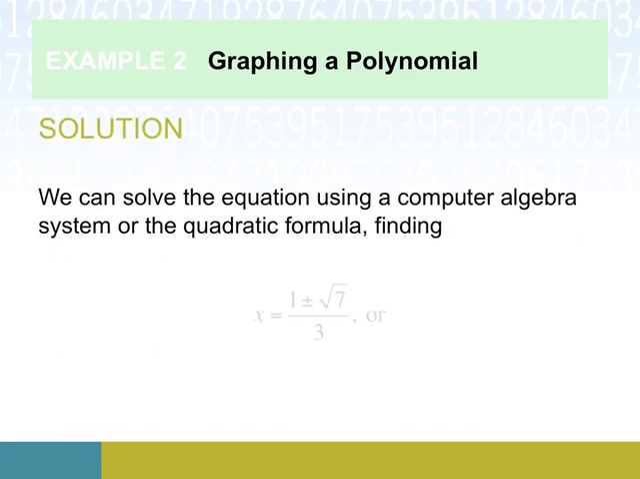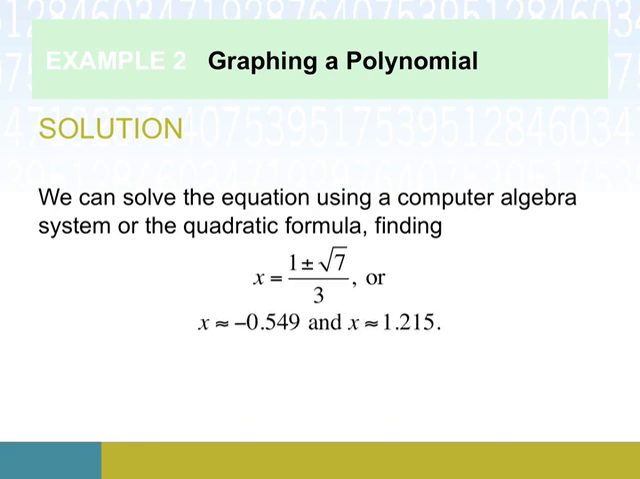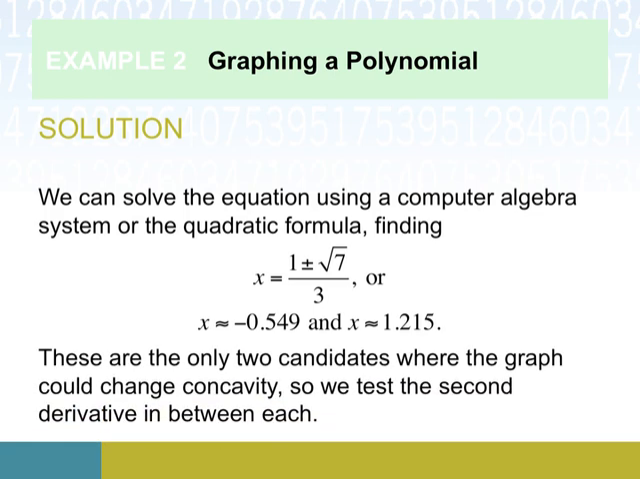Okay, so the quadratic formula can help us out with this. Factoring, I think, is off the table unless you're really good with your radicals. So there's the exact value, 1 plus or minus square root of 7 all over 3. Those are the two inputs, but the approximate values, just for the sake of graphing, are close to -1/2 and a little bit above 1. So these are the only two places where the graph could change its curvature.